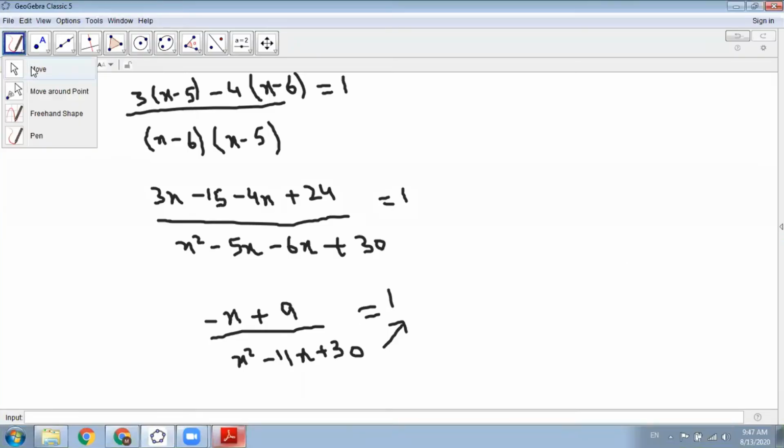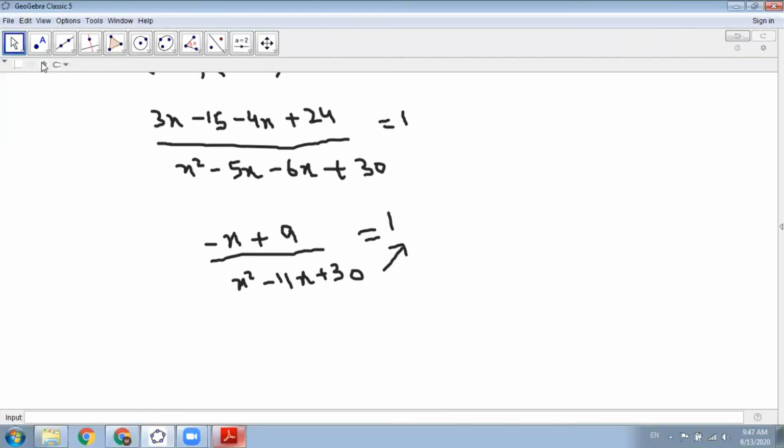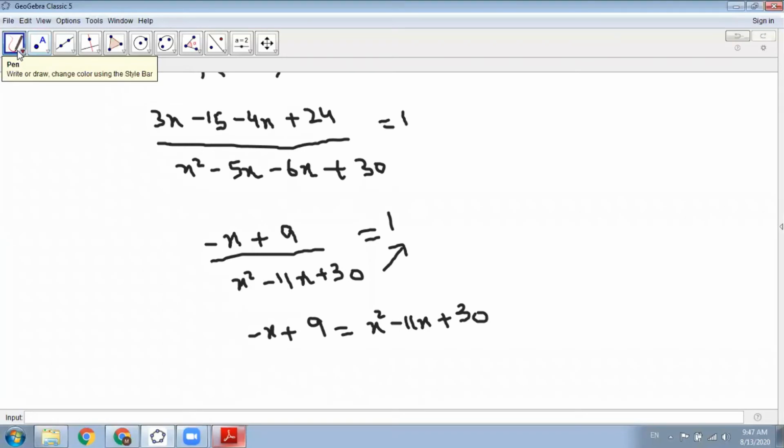Then we move this denominator to this side, so we can write minus x plus 9 equals to x square minus 11x plus 30. Now we move all the terms of this side to this side to write the equation in standard form.